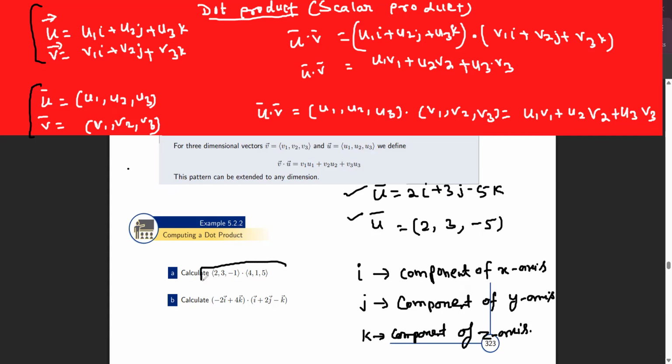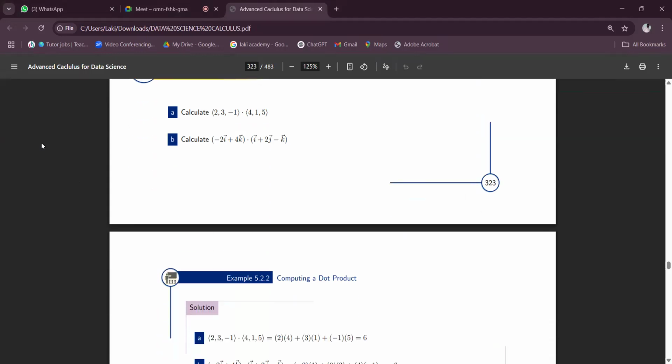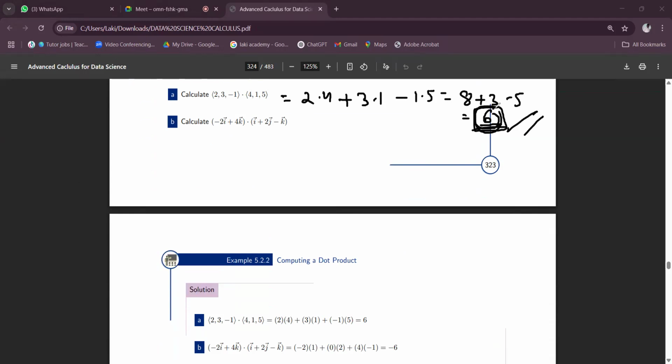So can you tell the value of this? Multiplying this: 2 multiplied by 4 plus 3 multiplied by 1 plus 5 multiplied by minus 1. The result of the multiplication of vectors is a scalar, right? That's why this is called a scalar quantity, the scalar product. There is no component of i, j, or k, so this is a scalar value, meaning a constant. That's why we use the word scalar product.